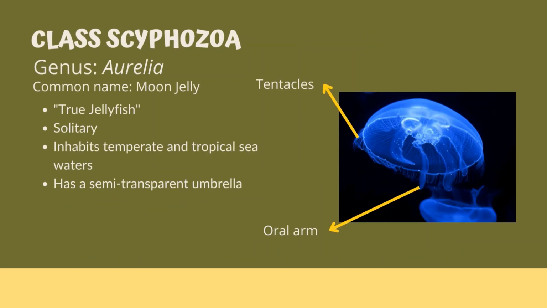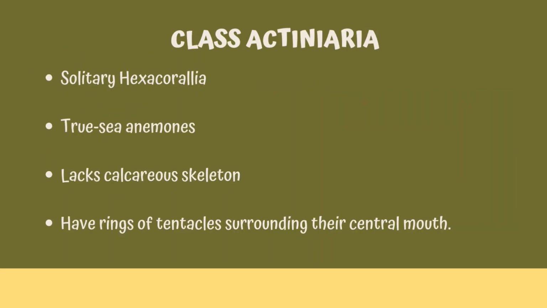Under the class Scyphozoa, we have the genus Aurelia, also known as moon jelly. They are solitary, and as you can see, they are the true jellyfishes that you see in the sea. They are also known as scyphomedusa. They are common cosmopolitan species that inhabit temperate and tropical sea waters. They have a semi-transparent umbrella, more discoidal, and less cuboidal.